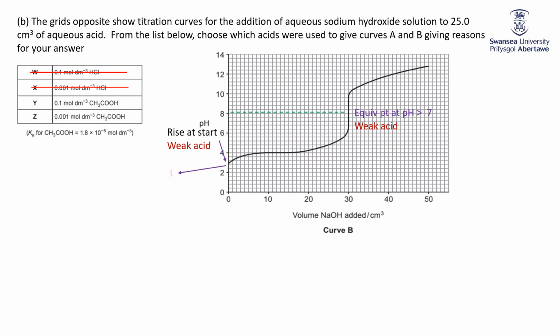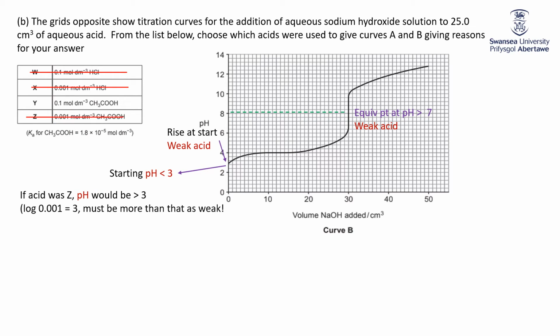Well, the pH at the start is less than 3. And if the acid was Z, 0.001 molar, even if it was a strong acid, the pH would be 3. As it's a weak acid, the pH would be greater than 3. Thus, we must have Y. Okay, weak acid because of the rise, the equivalence point greater than 7, and the 0.1 molar as opposed to the 0.001 molar because the pH at the start is just a bit less than 3. And there is no way that 0.001 molar of a weak acid is going to have a pH of 3.